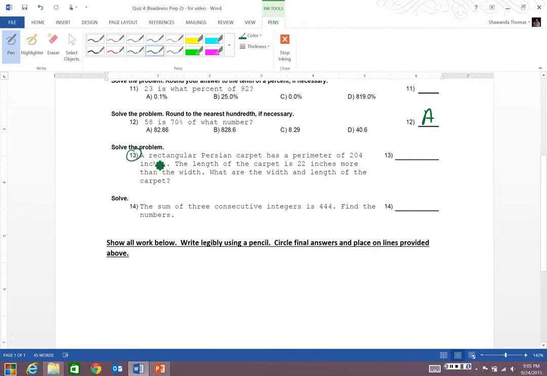Solve the problem. A rectangular Persian carpet has a perimeter of 204 inches. The length of the carpet is 22 inches more than the width. What are the width and the length of the carpet? So we know we have a rectangular Persian carpet.